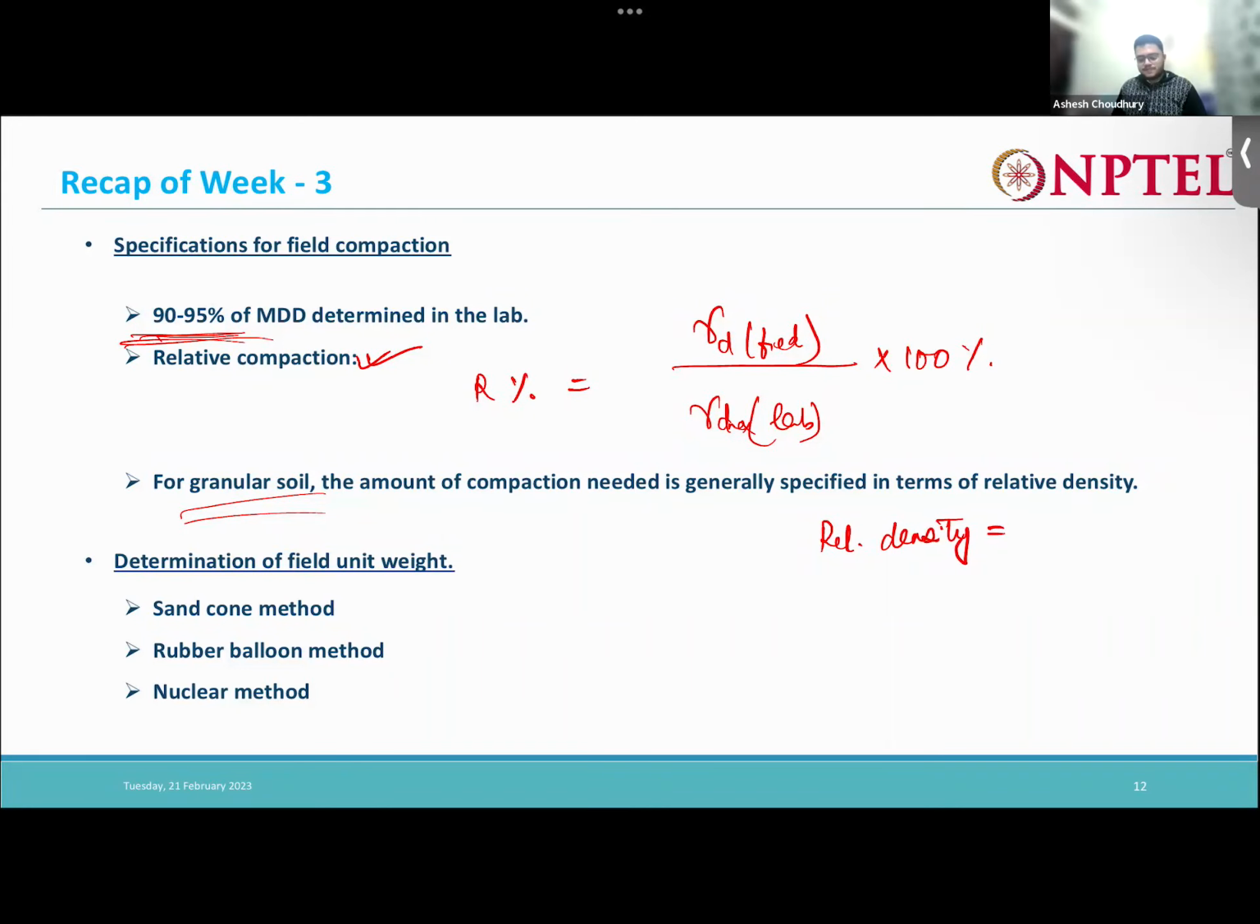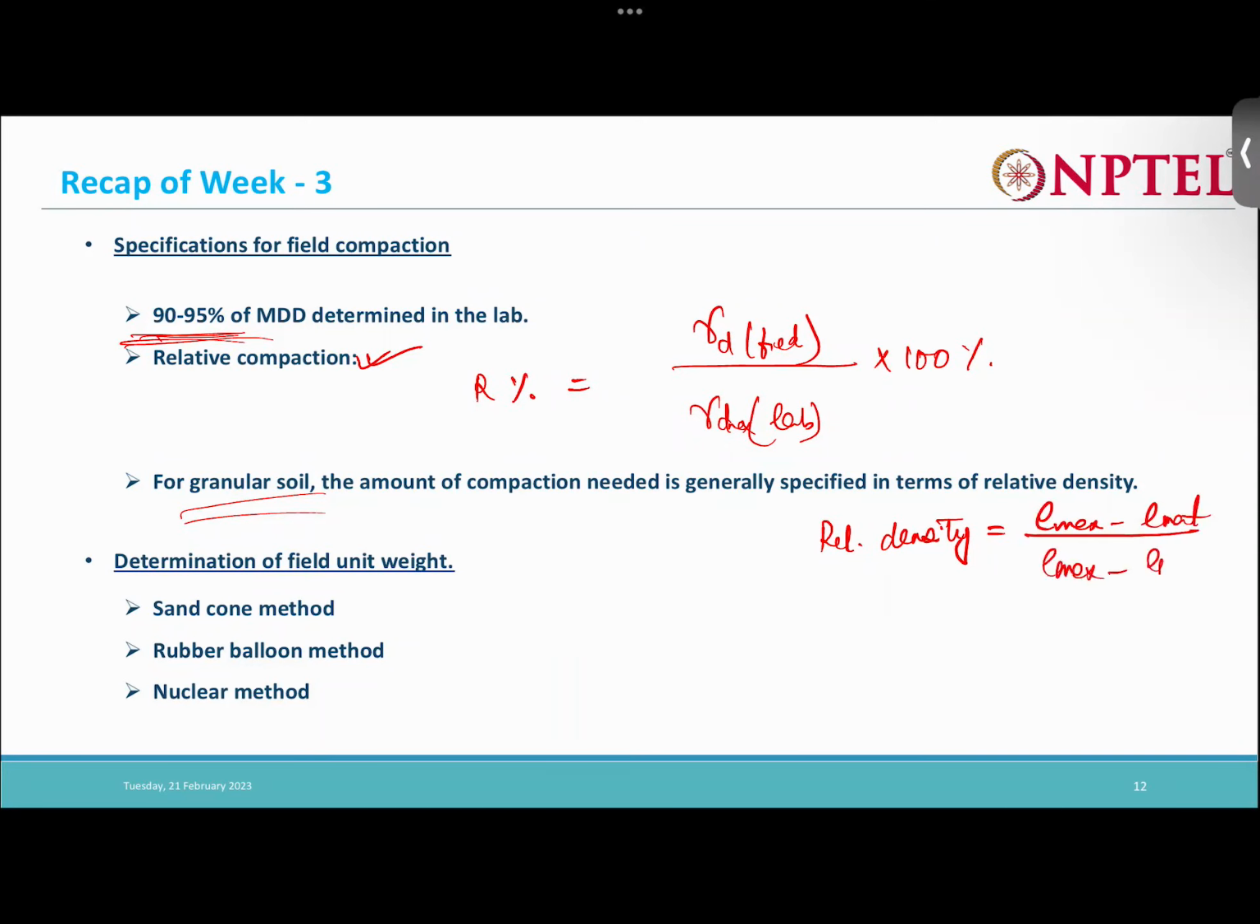If you remember: e max minus e natural, divided by e max minus e minimum, times 100%. So this relative density term is used to specify the amount of compaction which needs to be achieved for a granular soil. If the relative density is high, it means it is very nicely, densely packed. If it is low, the compaction is not proper.